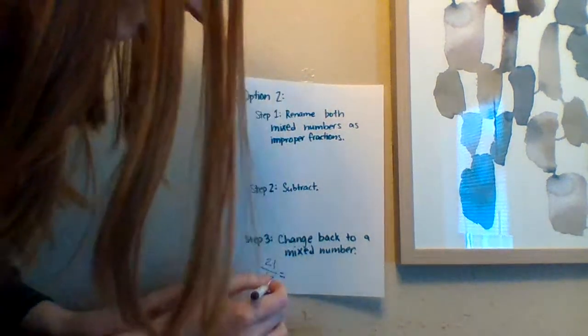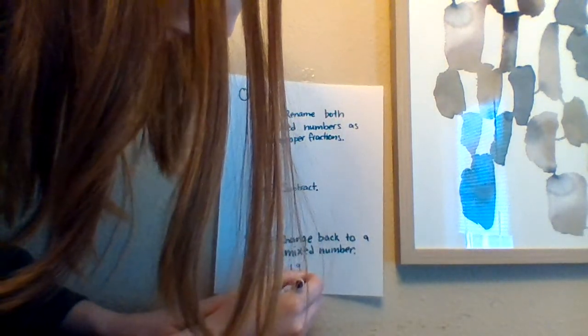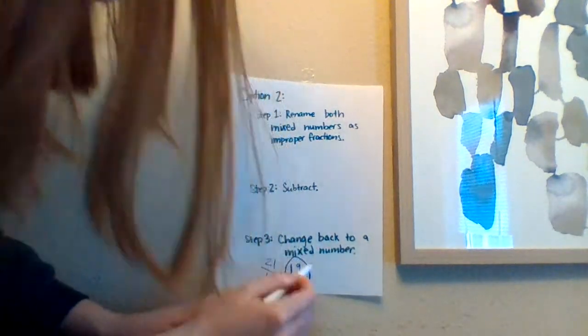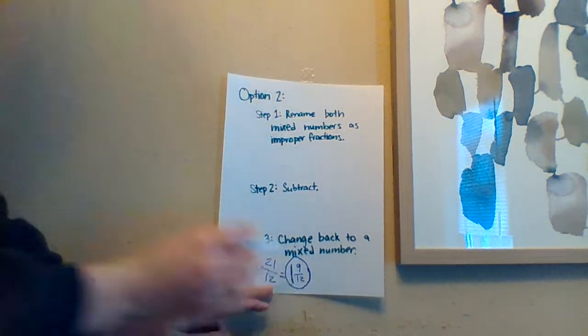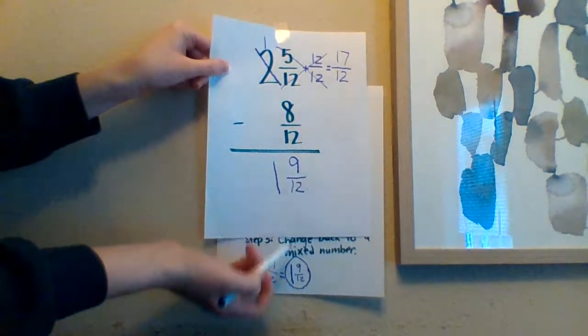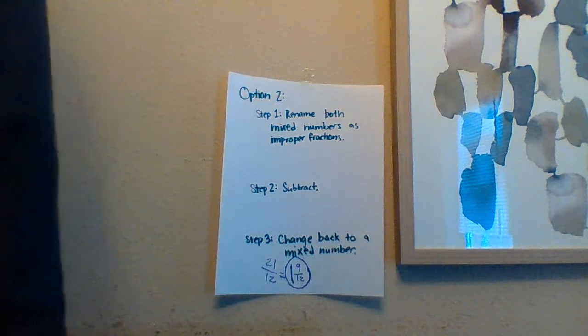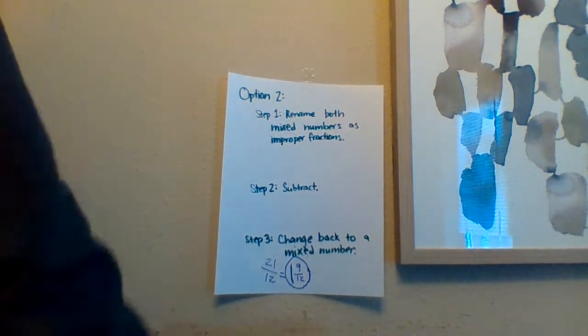So 12 goes into 21 one time. 9 are left over. 12 is the denominator. So if you notice, I'm all good to go because I've got a mixed number and then just a regular fraction over here. And then if I check my work, that's the same answer that I got with the other strategy. Okay, so those are the 2 ways that you could solve a subtracting mixed numbers equation with renaming. So let's do another example.